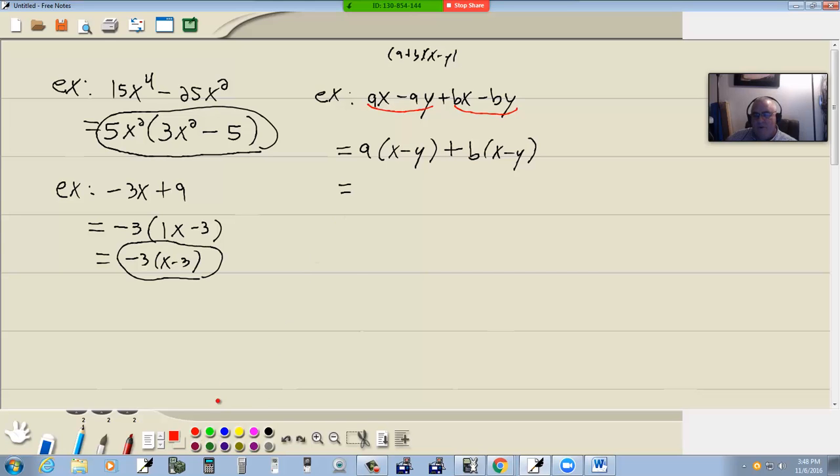Now your goal with grouping is to get this parentheses the same as this parentheses. They are. So I'll factor out an x minus y out in front. And to see what goes in your second set of parentheses, you go up to the previous step, cross out what you factored out, and what isn't crossed out is what goes right here, which would be a plus b.